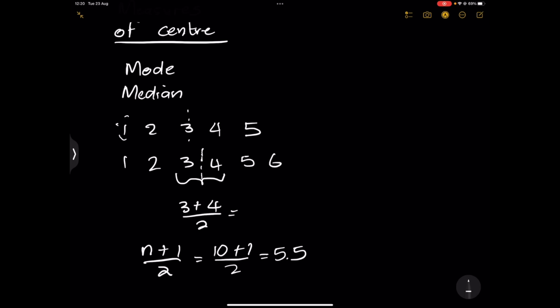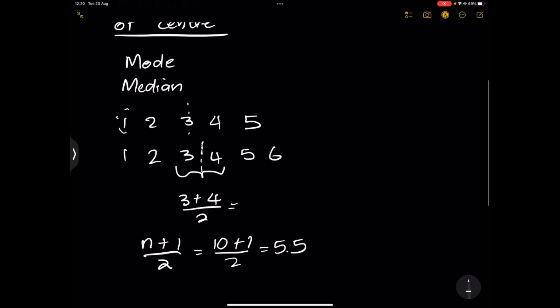So if you had 9, you'd say 9 plus 1 divided by 2. In this case, it means the data point that is at position 5. I don't want to dwell too much on that.